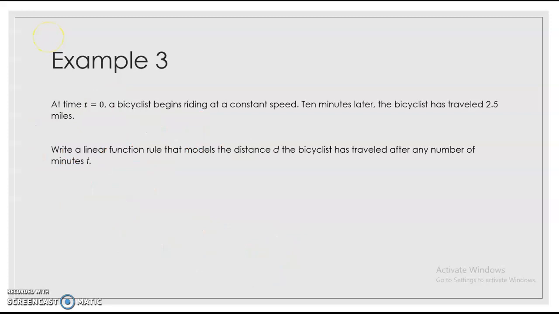All right, next example. We're starting at time t equals 0, a bicyclist begins riding at a constant speed. So one of our points in this one is 0, 0, which makes things easier, but that's because of this begins part and t equals 0. So 0, 0 is our first one. And our second point is 10, 2.5. So 10 minutes later, the bicyclist has traveled 2.5 miles. That's how I'm getting the second point.